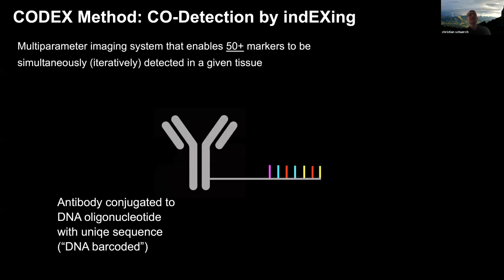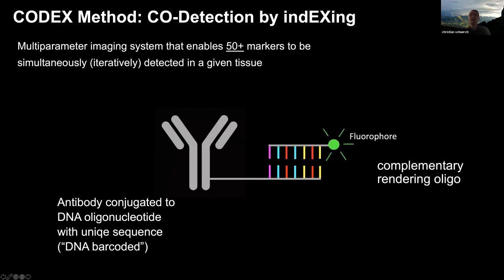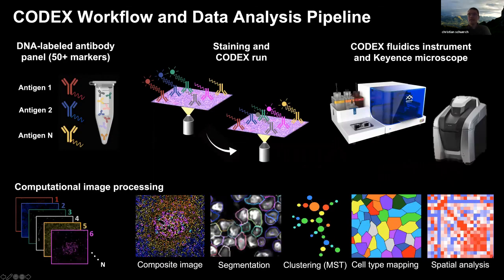And one of those methods is CODEX, which is called co-detection by indexing. It was developed in the Nolan laboratory at Stanford University, and it uses antibodies that are labeled with unique DNA oligonucleotides, so-called barcodes. And we render them visible in the tissue using a complementary fluorophore labeled probe. Using this, we can do more than 50 antigens at the same time.